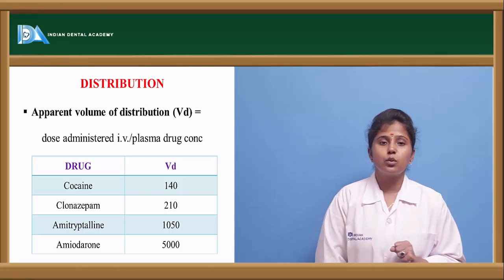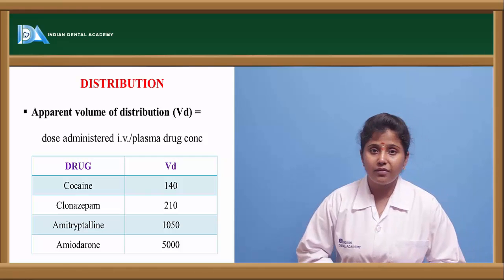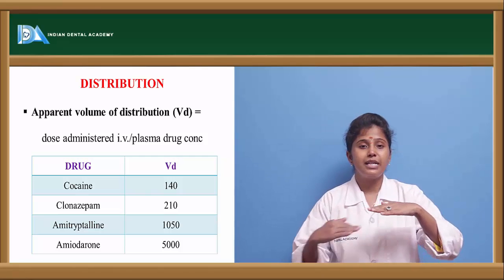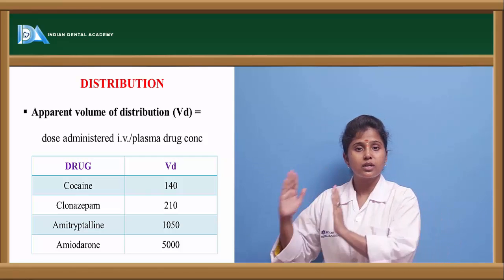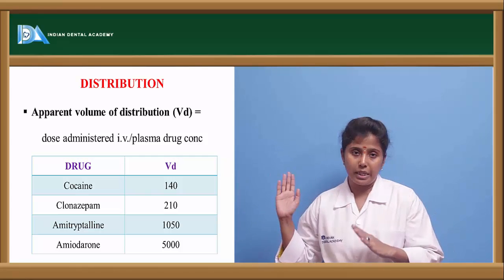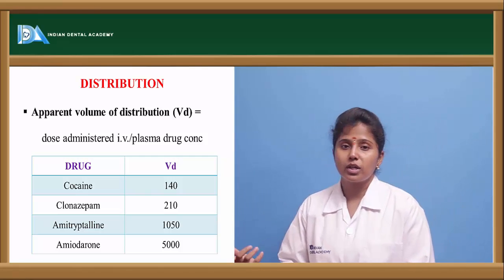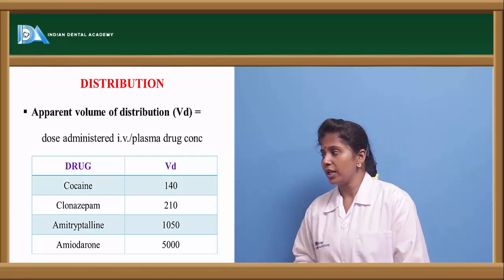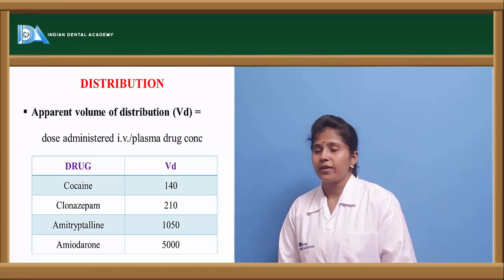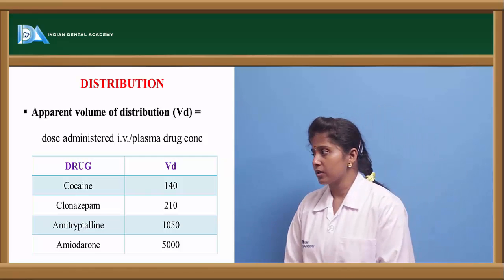Now the apparent volume of distribution. The apparent volume of distribution is nothing but the dose administered through the IV route divided by the plasma drug concentration. If we divide the dose administered by the plasma concentration, whatever result we get is the volume of distribution. So how much drug is distributed into the body? The volume of distribution values for a few drugs are: cocaine 140, clonazepam 210, amitriptyline 1050, amiodarone 5000. So amiodarone is greatly distributed when compared to other drugs.